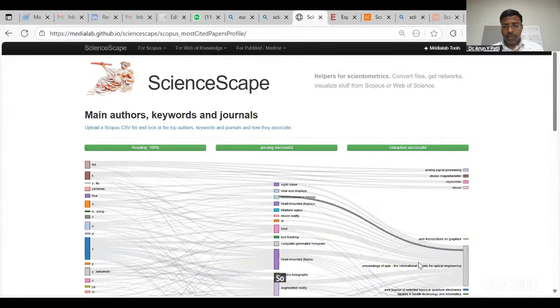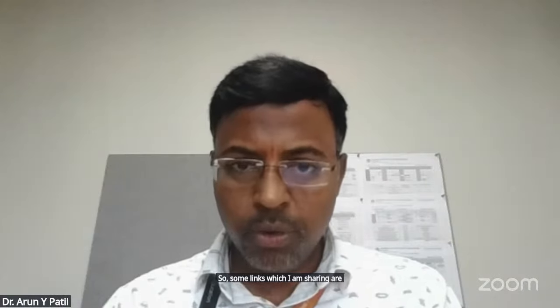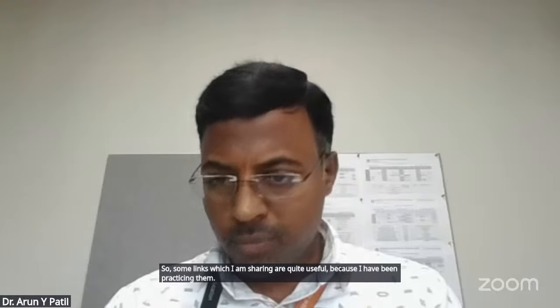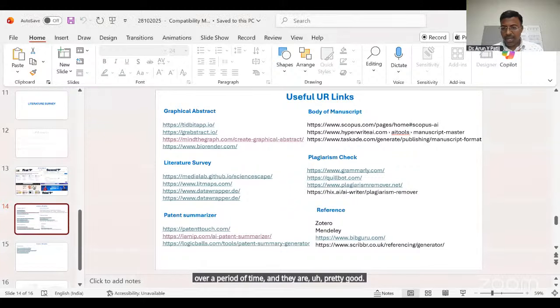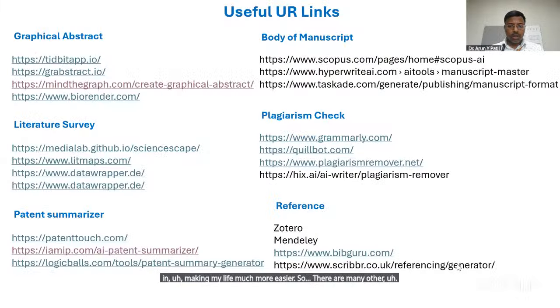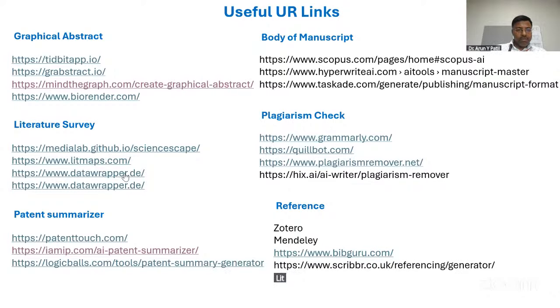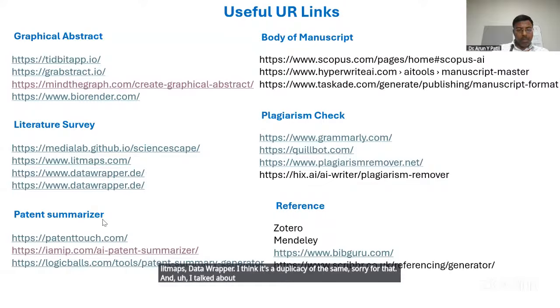Some links which I am sharing are quite useful because I have been practicing them over a period of time, and they are pretty good at making my life much easier. There are many other things you can see. It's called Litmaps, Data Wrapper. I think it's a duplicate of the same, sorry for that. And I talked about Patent Summarizer.